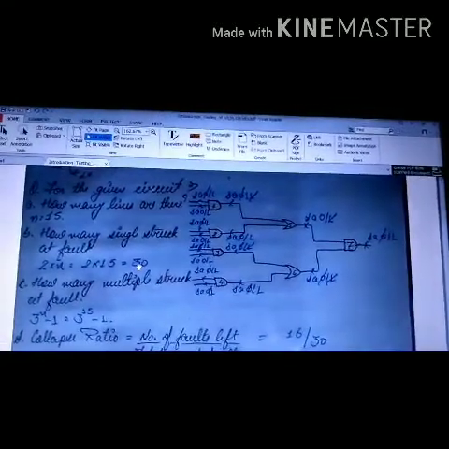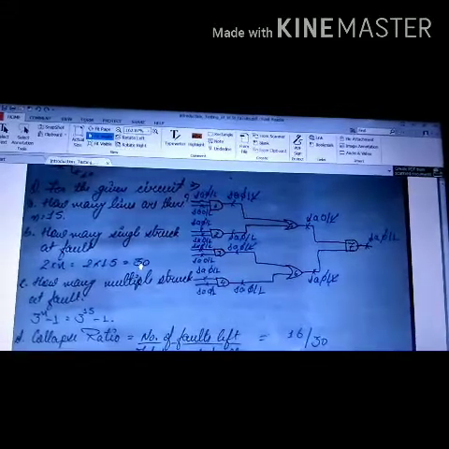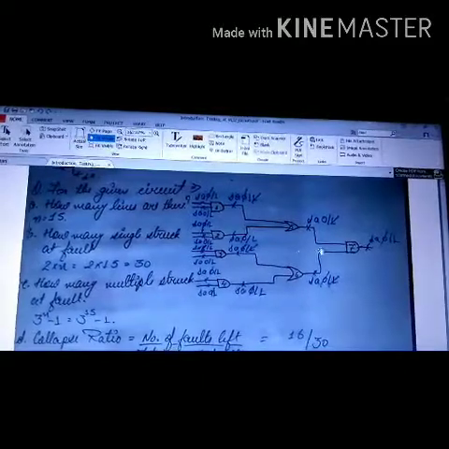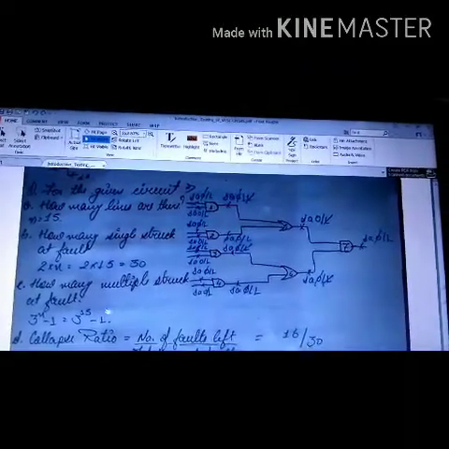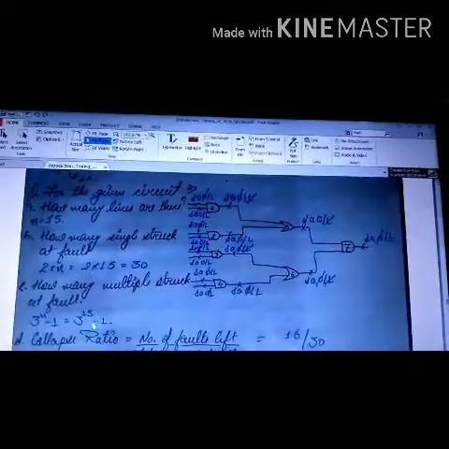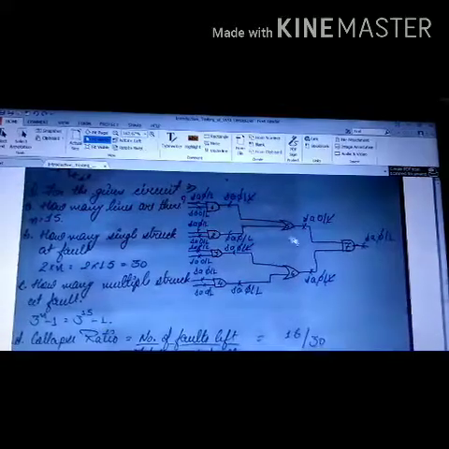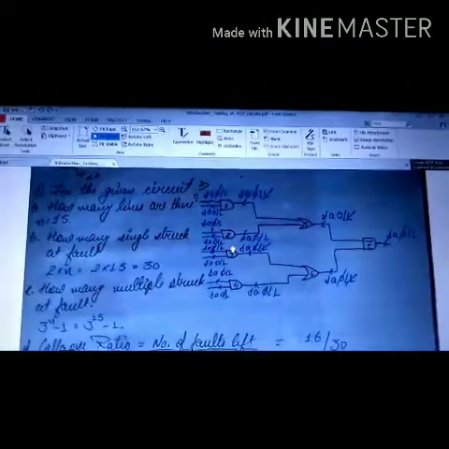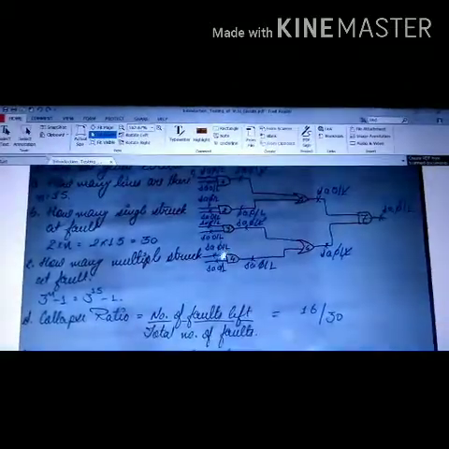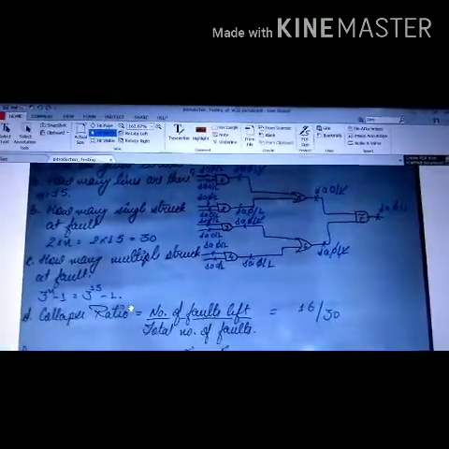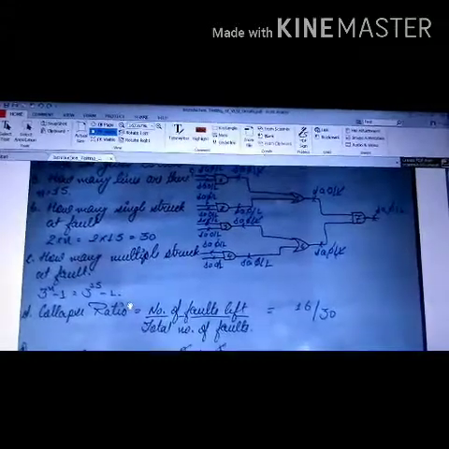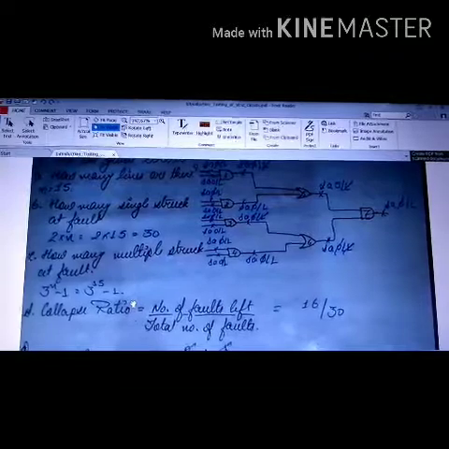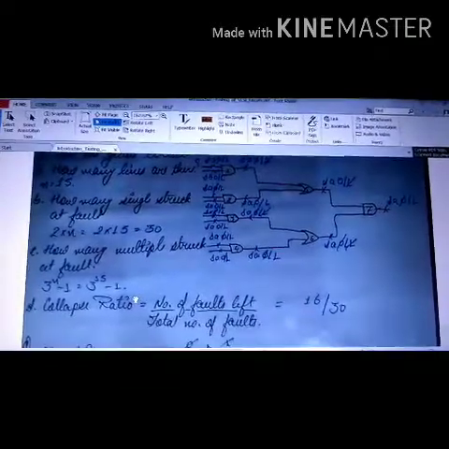There is a formula as well for multiple stuck at faults, which is 3 to the power n minus 1. If we use this formula for this particular circuit, it will come out to be 3 to the power 15 minus 1. So these many multiple stuck at faults can be calculated for this circuit. Now comes the important part, that is collapse ratio. Collapse ratio is the number of faults left divided by the total number of faults.